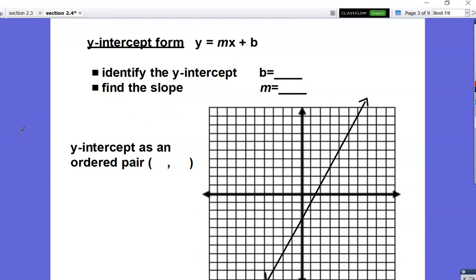For the next example, we're going to do the exact same thing. Look at where this graph crosses the y-axis. I can see that it crosses at 0, 3. So my y-intercept is 3. I'm going to follow the line, and I can see as I move to the right, it's increasing. I'm going to follow the line until I fall on another nice point.